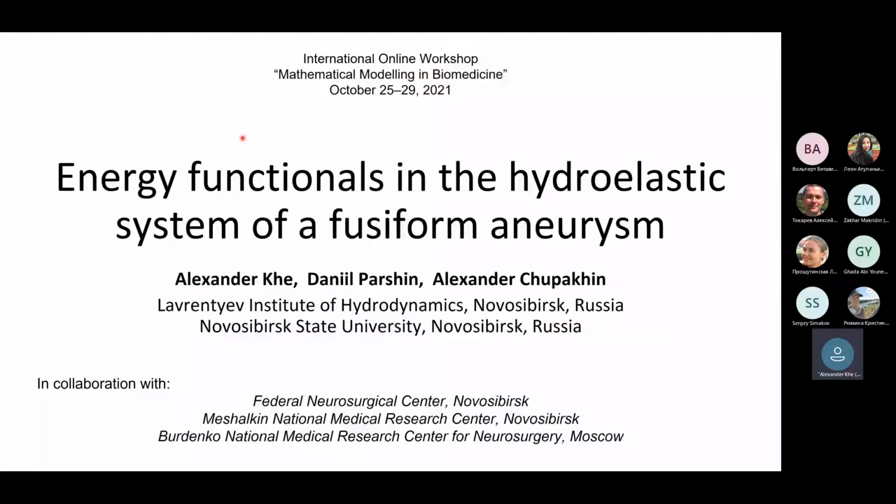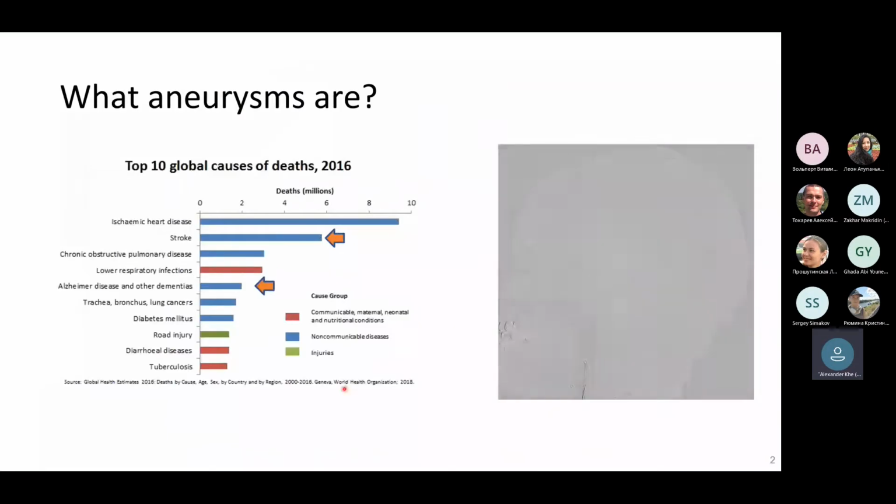Okay, so probably as you know, cerebral aneurysms are one of the main causes of mortality and morbidity, according to the World Health Organization, and they are causes of strokes and various brain or mental diseases like Alzheimer's disease and other dementias.